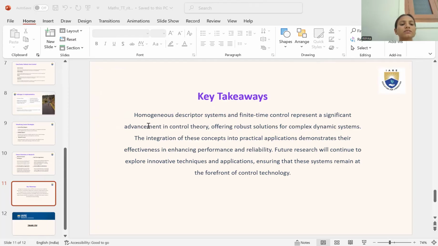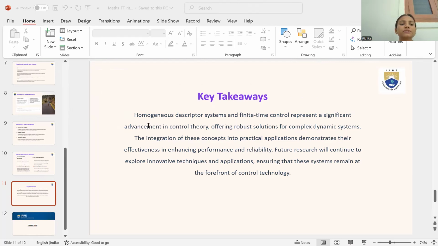Homogeneous descriptor systems. The homogeneity property can be verified algebraically, and necessary and sufficient conditions for a linear descriptor system to be homogeneous of a non-zero degree have been developed. This property implies that if you scale the initial conditions, the resulting trajectories will scale by a corresponding amount.